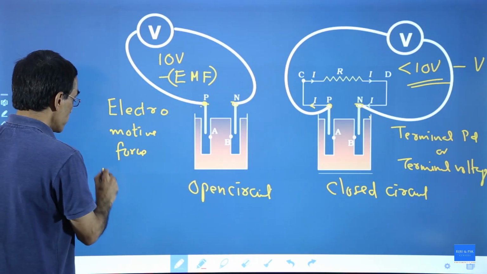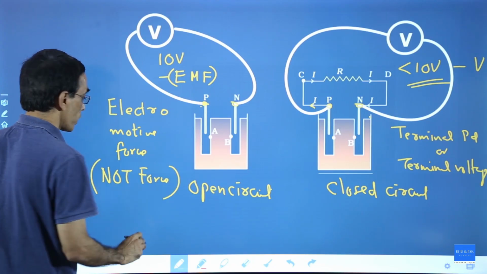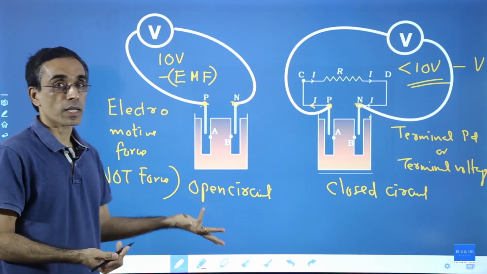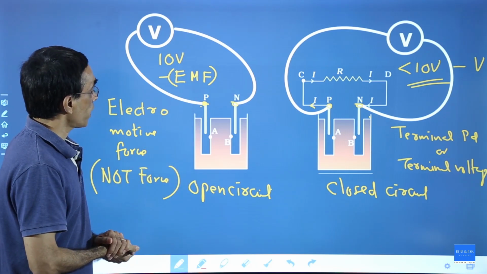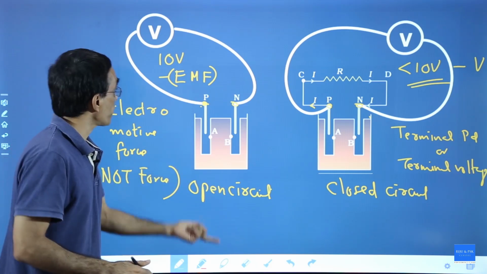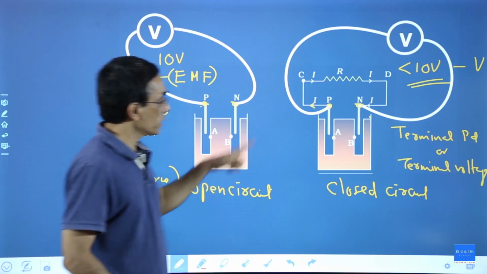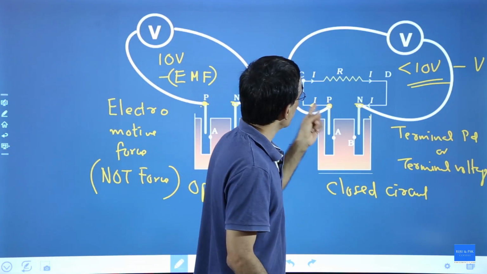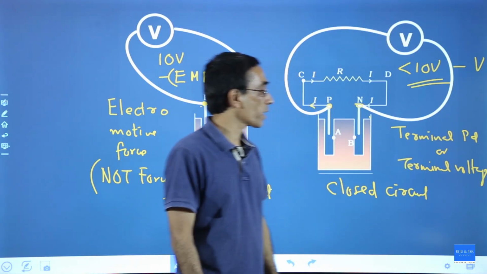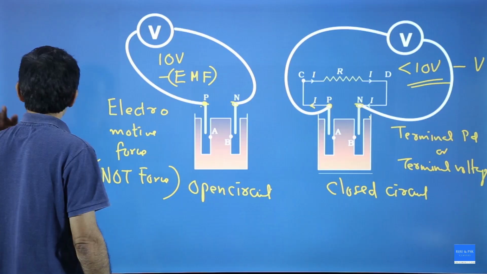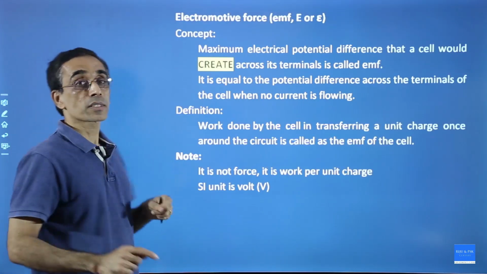Electromotive force is not force. Understand that. Important point. It is actually a voltage, a potential difference. It's work per charge. I am telling again, a cell in open circuit shows voltage between its terminals, that's called electromotive force. The same cell in a closed circuit delivering current shows a slightly less voltage, called terminal potential difference. This is what we are going to study in the next 2 slides.